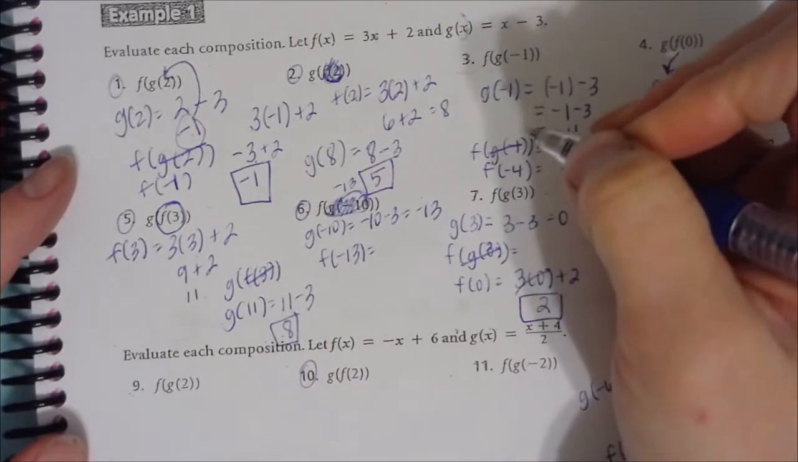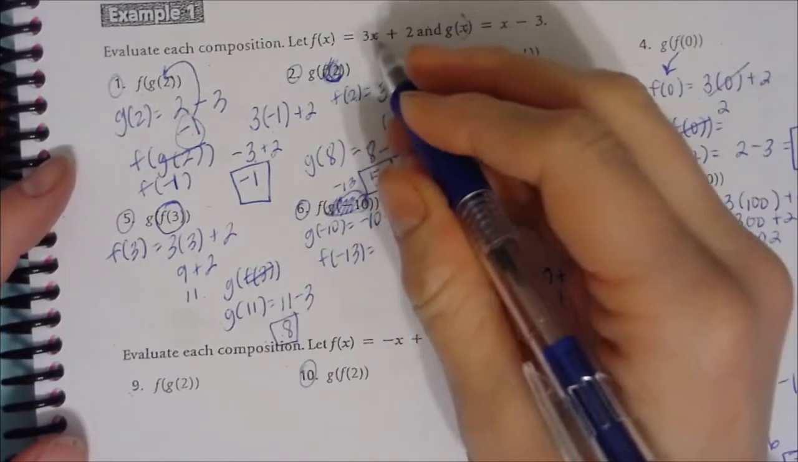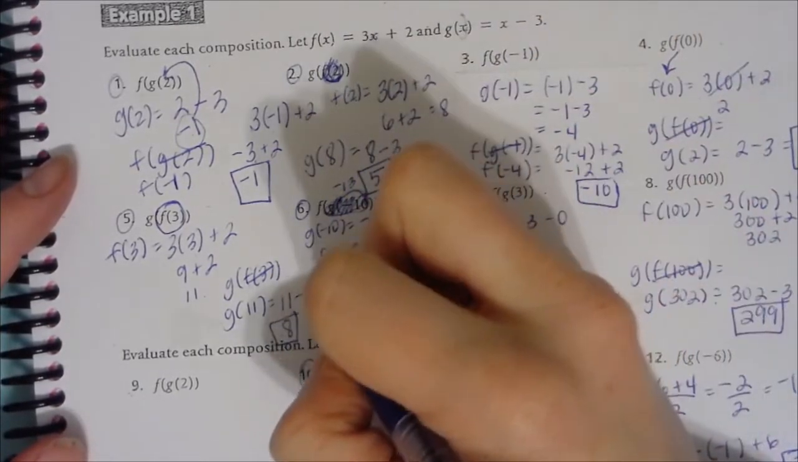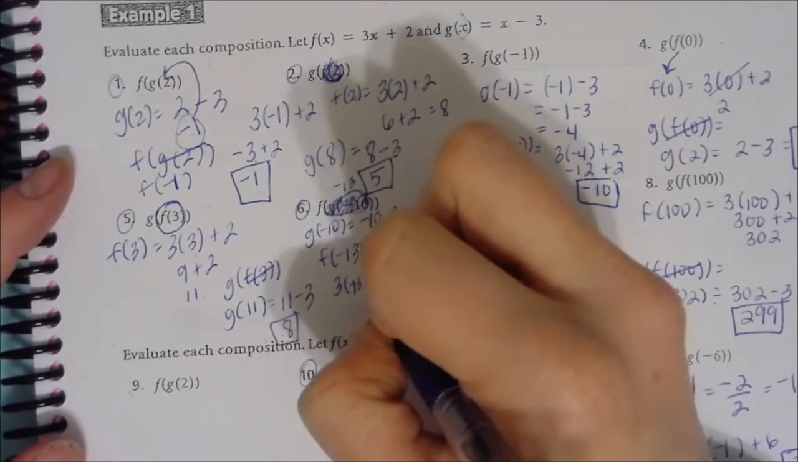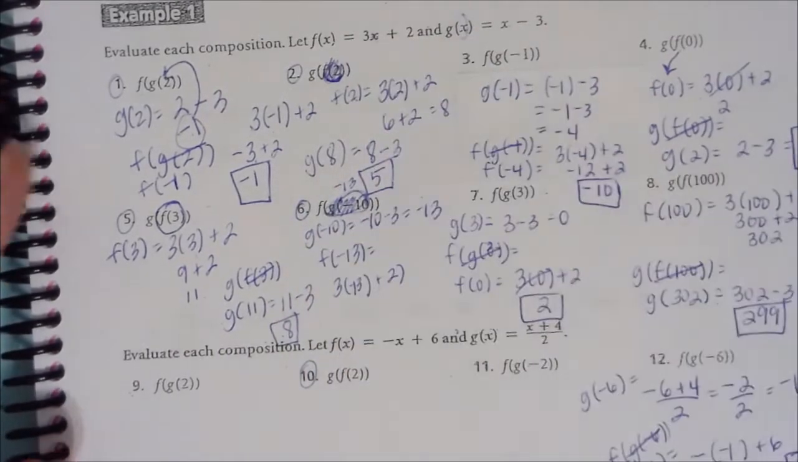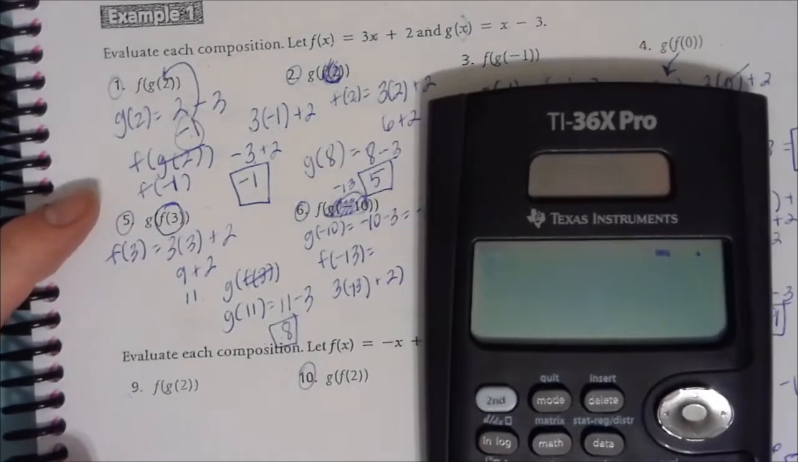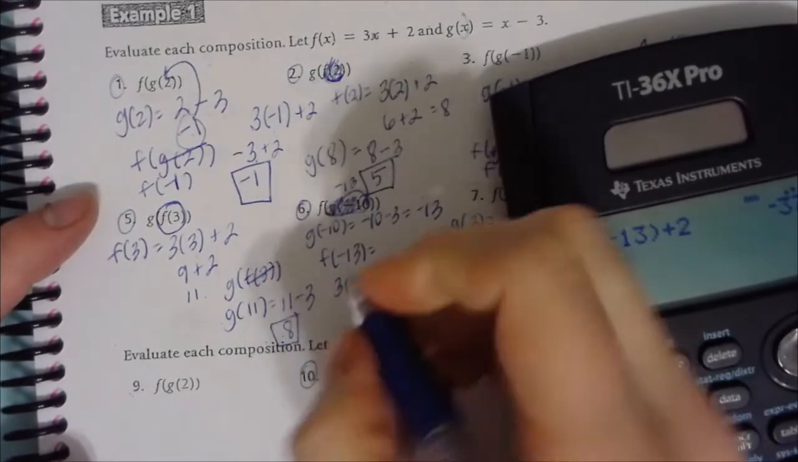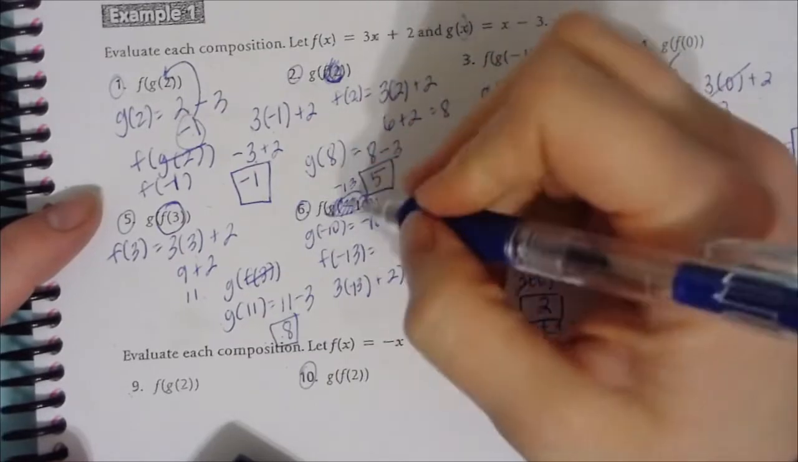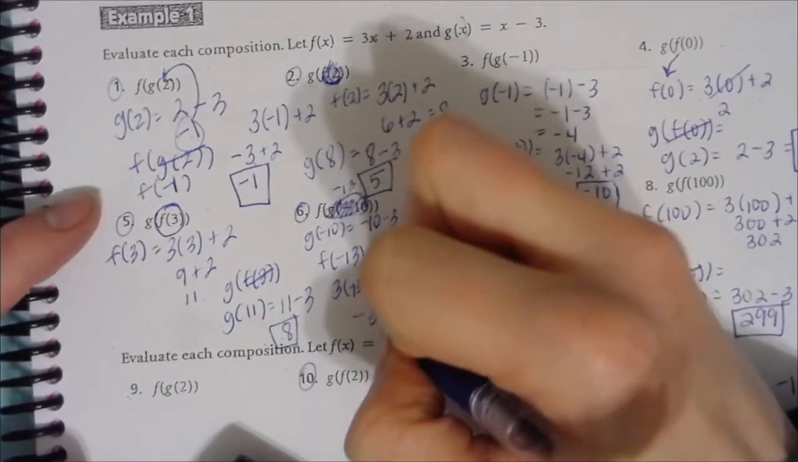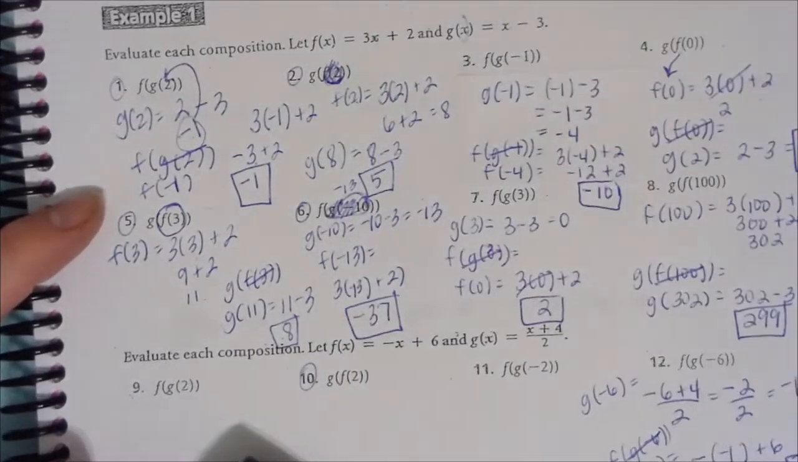Okay, so we take out our x value in our f function. So we have 3 times negative 13 plus 2. Whoops, I don't need a parenthesis there. Okay, so you can always use your calculator if you want to. 3 times negative 13 plus 2 is negative 37. So f of g of negative 10 is actually negative 37 after our steps are all done.